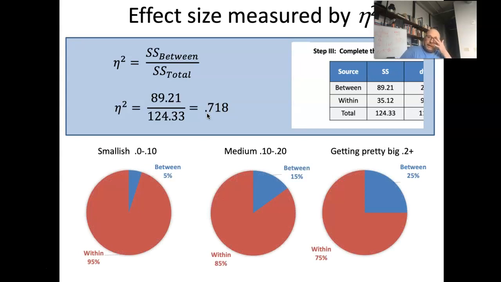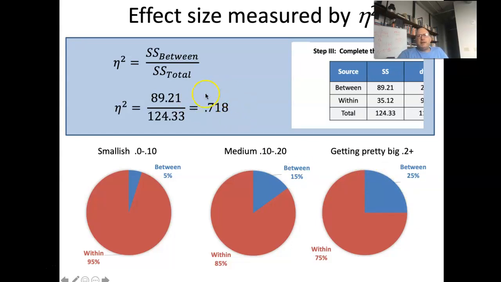There's some rough guidelines here. These are not strict cutoffs, but generally speaking, if you have an eta squared that's down here in the single digits, what it's saying is that only about this much of the variance in the study is due to the means. So that's kind of smallish. If you're up in the teens, it's going to be medium. If you get above 0.2, 0.25, that starts to be pretty big.